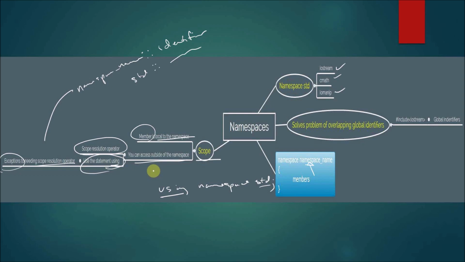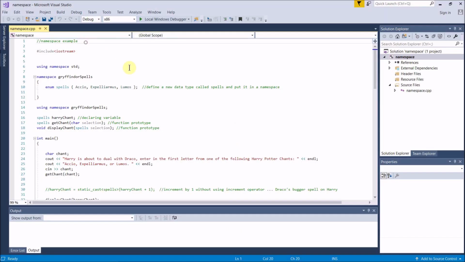Let's look at an example. So this is the namespace example. If you look here, this is the exact same example I used for enum. Okay, and you can go back and look at the enum video where I explained how this program works. Here in the namespace example, the only thing I've changed was the addition of a namespace.